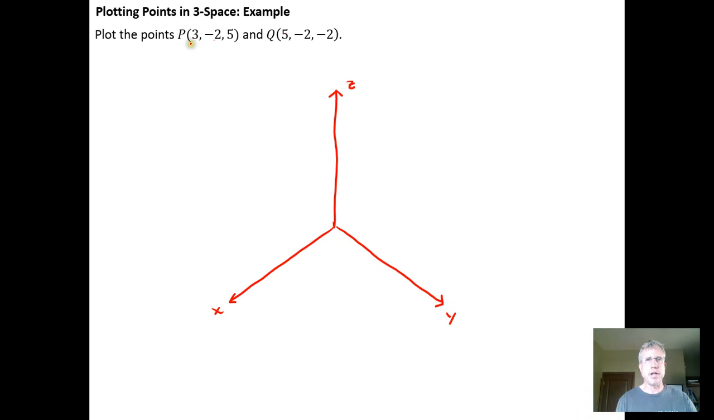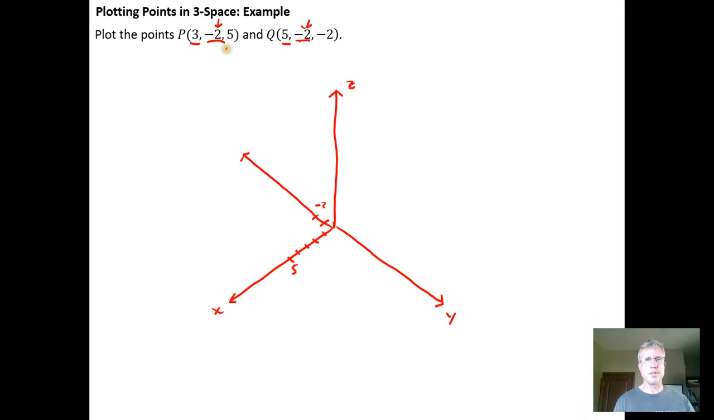So in the x direction, I see that I need to go out to at most positive 5. So on the positive x-axis, I'm going to put in 1, 2, 3, 4, 5 tick marks. In the y direction, I see that I need the negative component of the y-axis. So I'm going to go ahead and draw that in. And I need tick marks that go to negative 2. So I'm going to go 1, 2 out to negative 2.